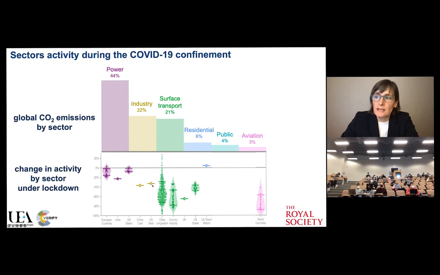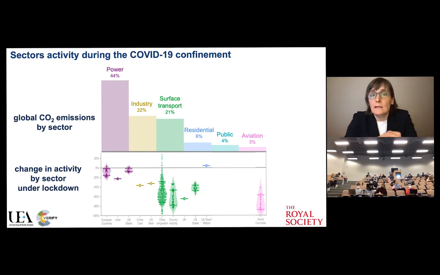The emission from the industry, very few data there, about 30%. The emissions from surface transport, heaps of data, were cut about in half. Residential building increased a little bit, 5%. And then aviation was the sector that was the most touched, 75% cut in aviation emissions when countries were under lockdown, but this is only 3% of the global emissions.